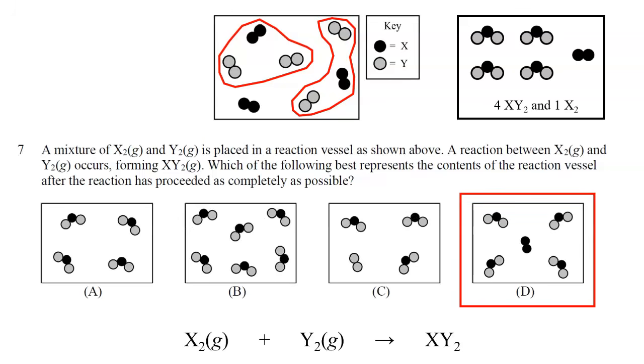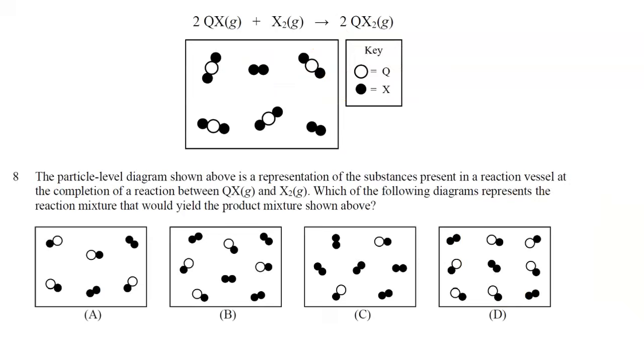So choice D is the correct answer, which contains 4 molecules of XY2, plus 1 molecule of unreacted X2. So D is the correct answer to question 7. Now let's take a look at question 8.